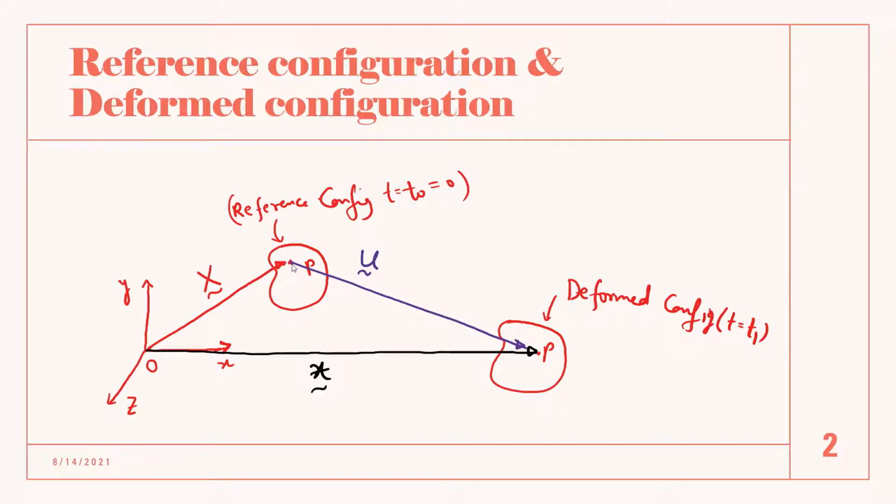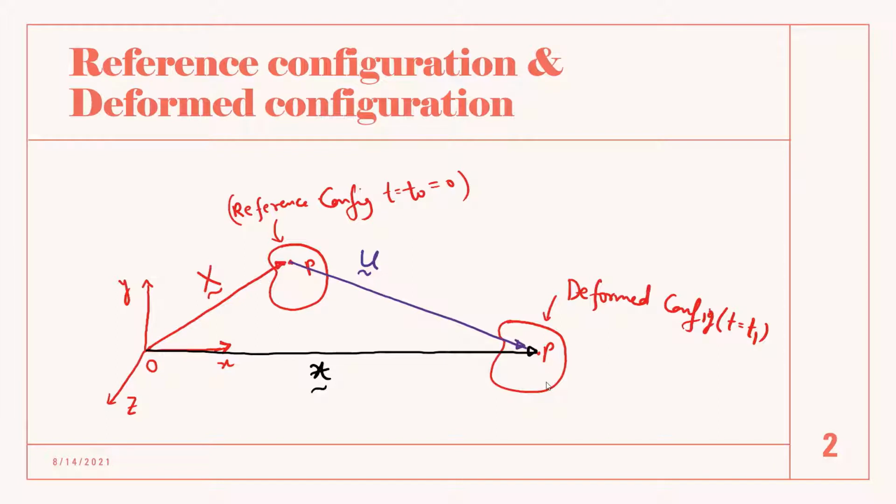We are considering a point P at this position within the body, particle P, and let at time t naught or 0, there is no deformation or no load acting at this time. So we are calling this body the reference configuration. And after the application of the load, the body deforms somewhere here, and this is called the deformed configuration.